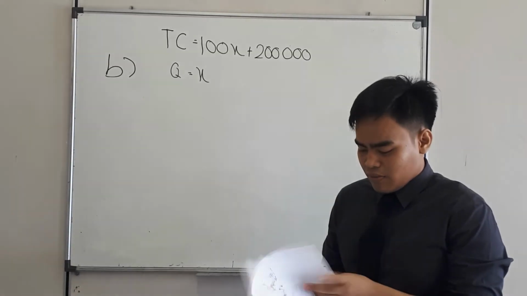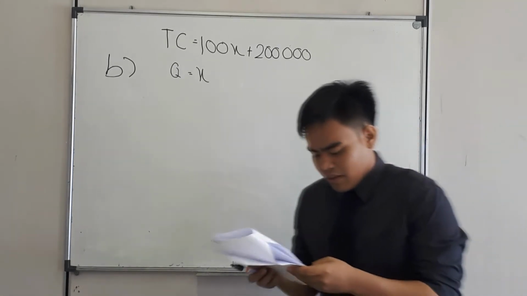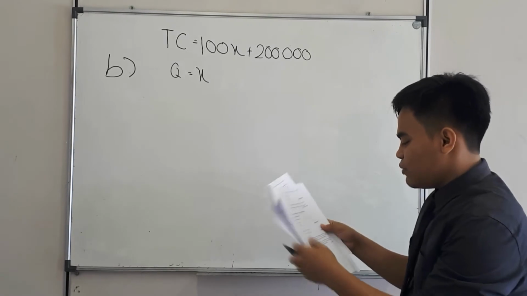3B. Okay. The ABC factory makes office desks. The total cost of making x units of that is C(x) = 100x plus 200,000. The total cost is in RM per year. Okay, so analyze the average cost function when x approaches infinity. Okay, let me do.